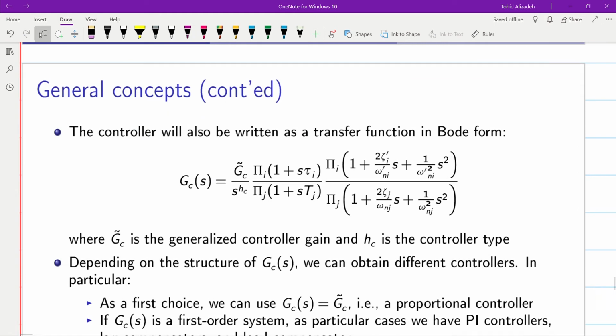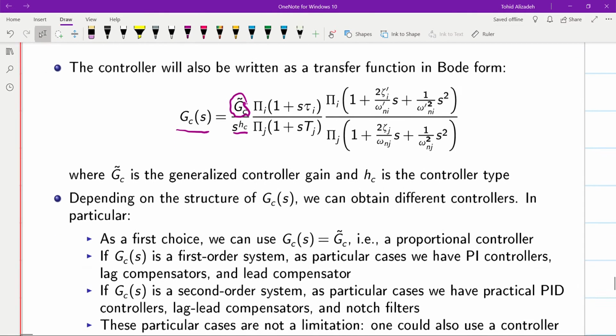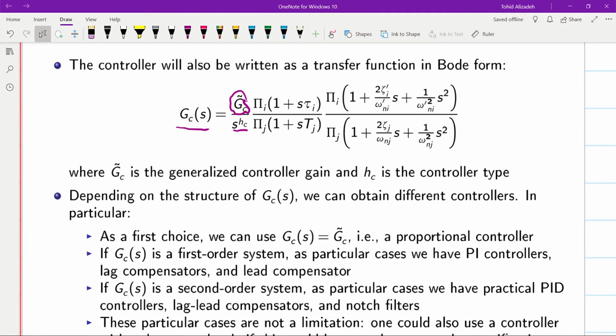We can similarly show the controller GC(s) in the Bode form. We will have GC tilde as the generalized controller gain, s to the power of HC, where HC is the controller type, times the first order and second order zeros and the poles of the controller. Then, depending on the structure of GC(s), different controllers could be realized.